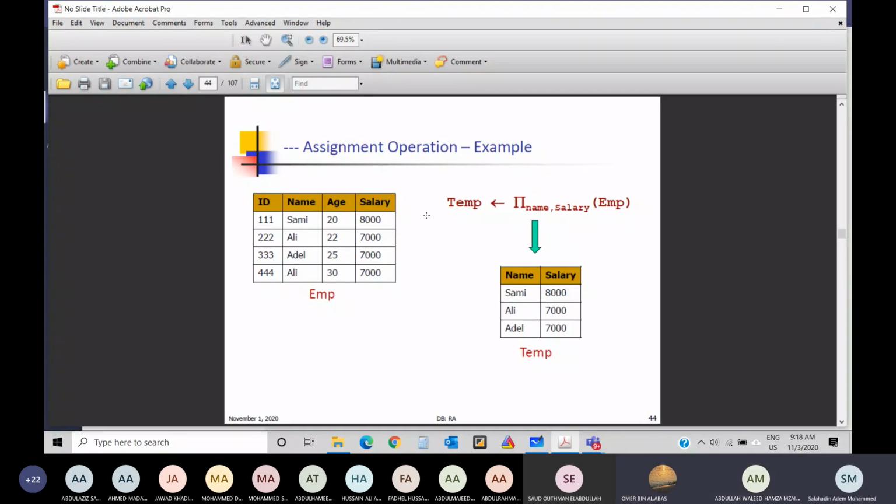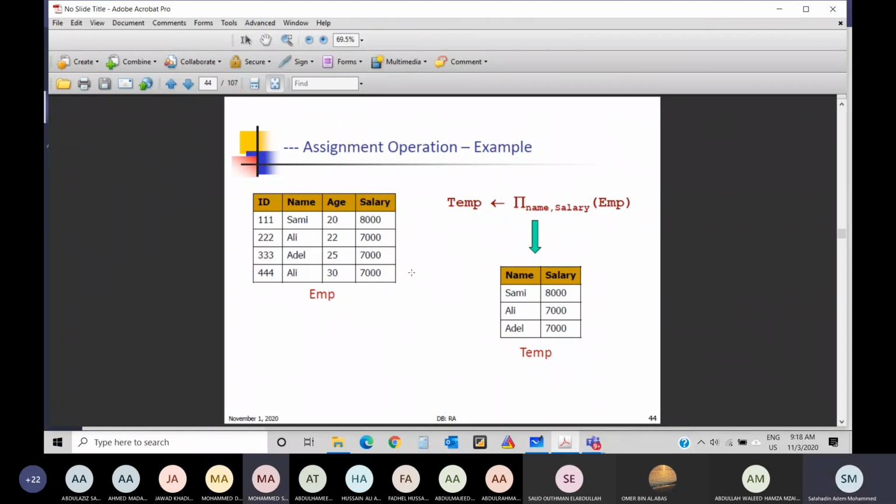So you will get this one. So look, the output table is called what? Temp. So this is like an expression. Take this output table or relation and call that relation temp. So this is the output relation and it's going to be called temp. So this is called an assignment statement.